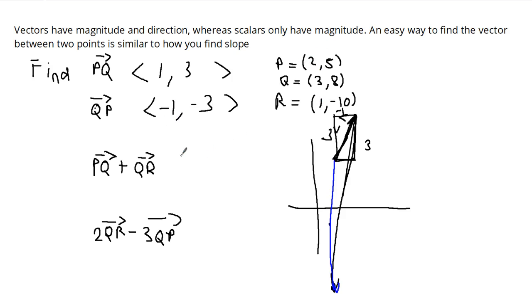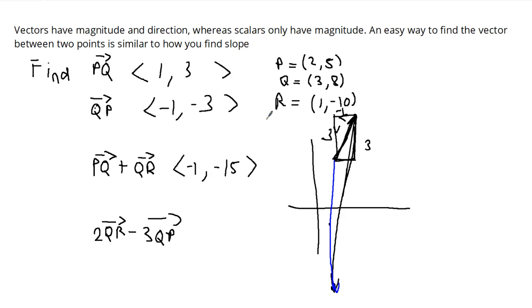So you have to take this and then you subtract this, because that's how you find slope. 1 minus 2 is -1, and -10 minus 5 is -15. So it's <-1, -15>.